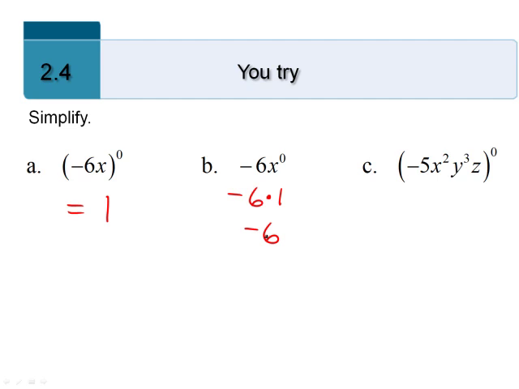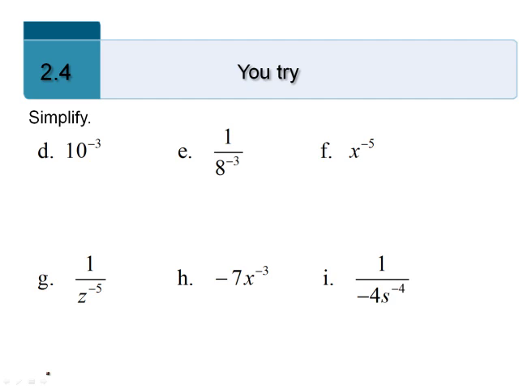And then C, that whole expression, all that mess in there, negative 5x squared, y cubed, and z, all to the 0 power, is just plain old 1. So just be careful about where the exponent, where the 0 is, and what it's applying to.